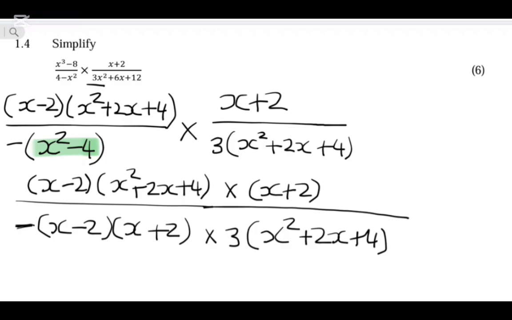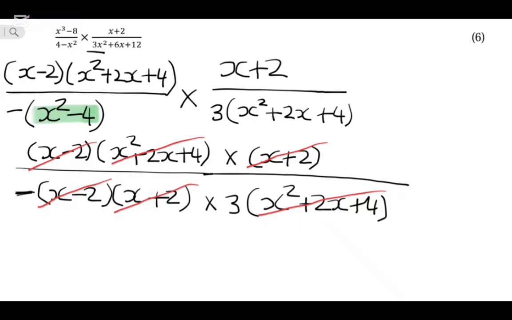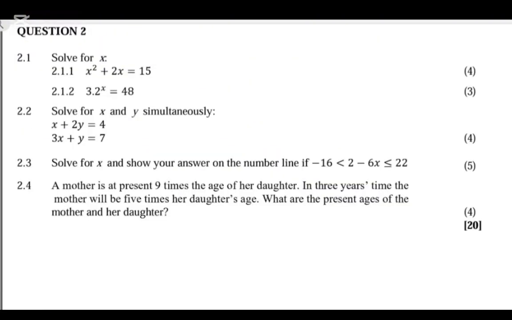So if we reach this point, you can see now that this is the same as this, and this is the same as this one, and then this is the same as this one. So what is going to be left if we cancel out that one? At the top, we're going to be left with 1 in the numerator. At the denominator, we're going to be left with this negative and also this 3. So it's going to be negative 3, which is going to be our final answer for this one. So yeah, now we're moving on to question 2.